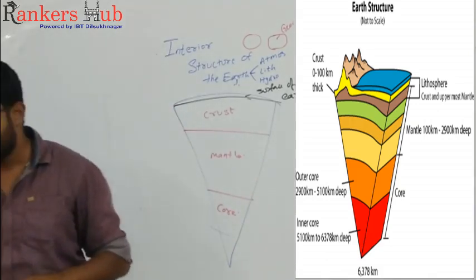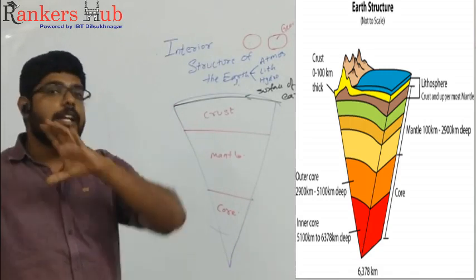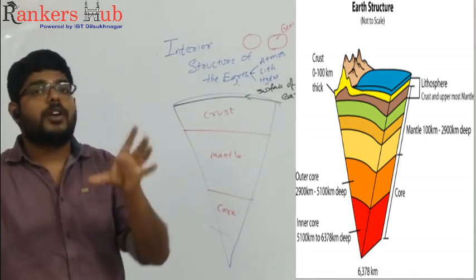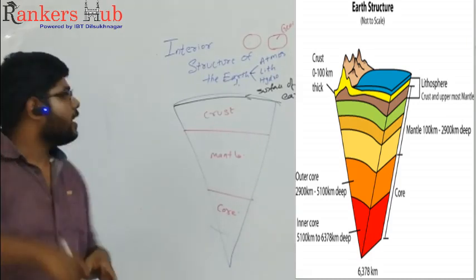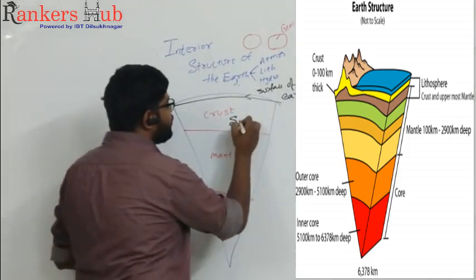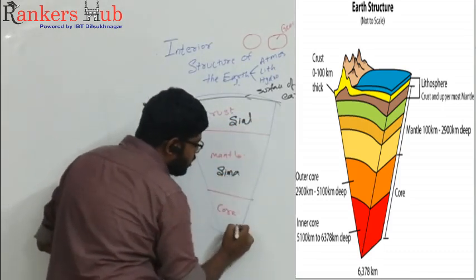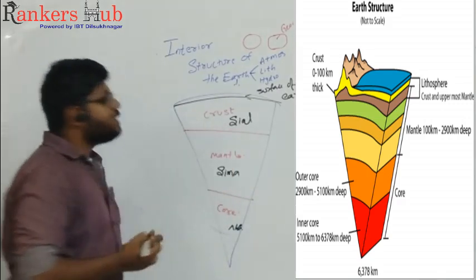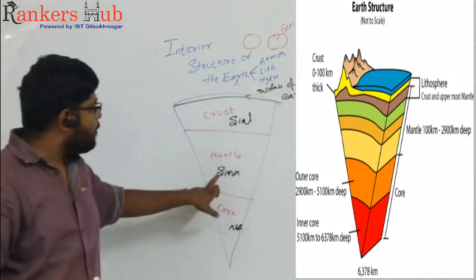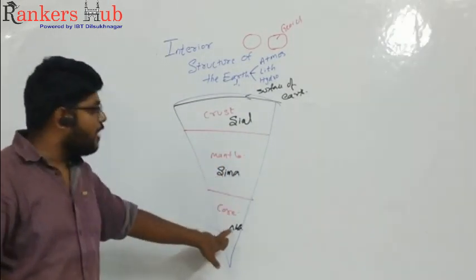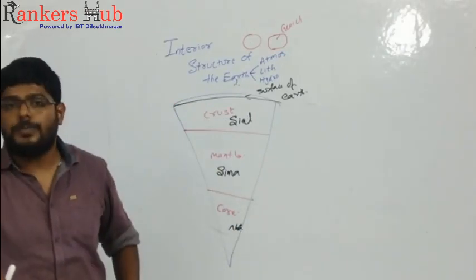What are the three different compositions? Why are we differentiating a layer? We are differentiating the layers because the three layers have different compositions, because their physical properties are completely different. In brief, we can say that crust consists of SiAl, mantle consists of SiMa, and core consists of NiFe. So what is SiAl, SiMa and NiFe? SiAl means silica plus aluminium, SiMa means silicon plus magnesium, and NiFe means nickel plus ferrous, right? Now this is the interior structure of the Earth.